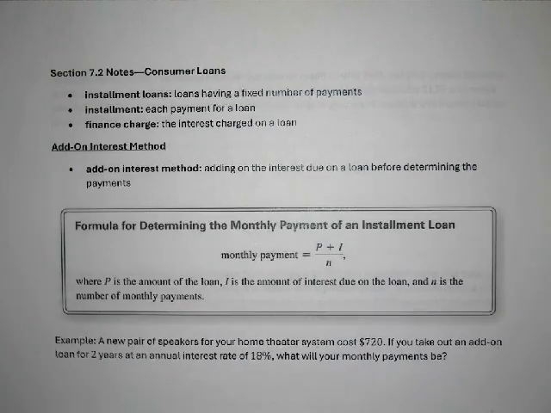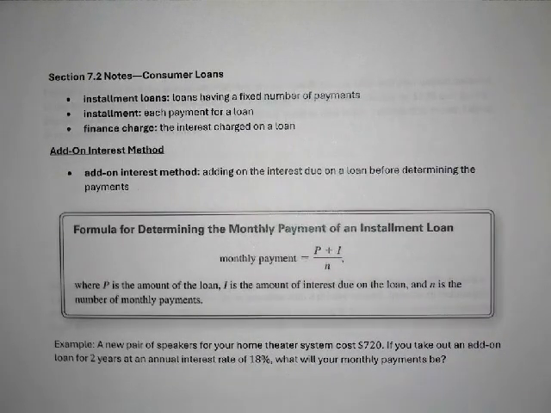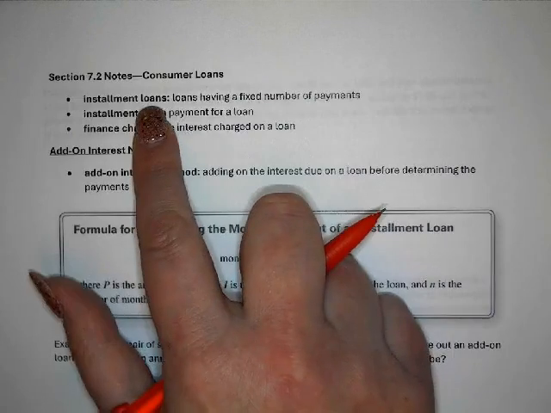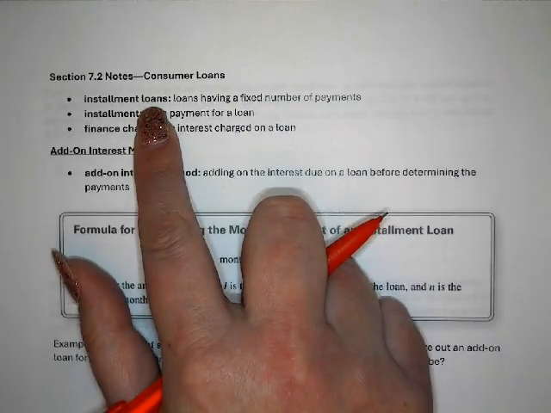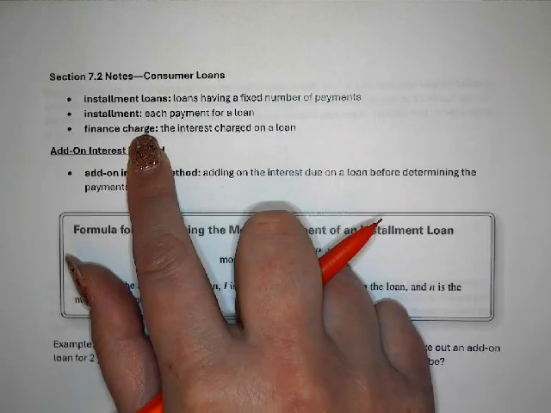This video is on section 7.2 notes, consumer loans. So we've got a couple vocabulary terms that are going to be helpful for us to understand the notes for today. The first is installment loans, which are loans having a fixed number of payments. The second is installment, which is each individual payment for a loan.